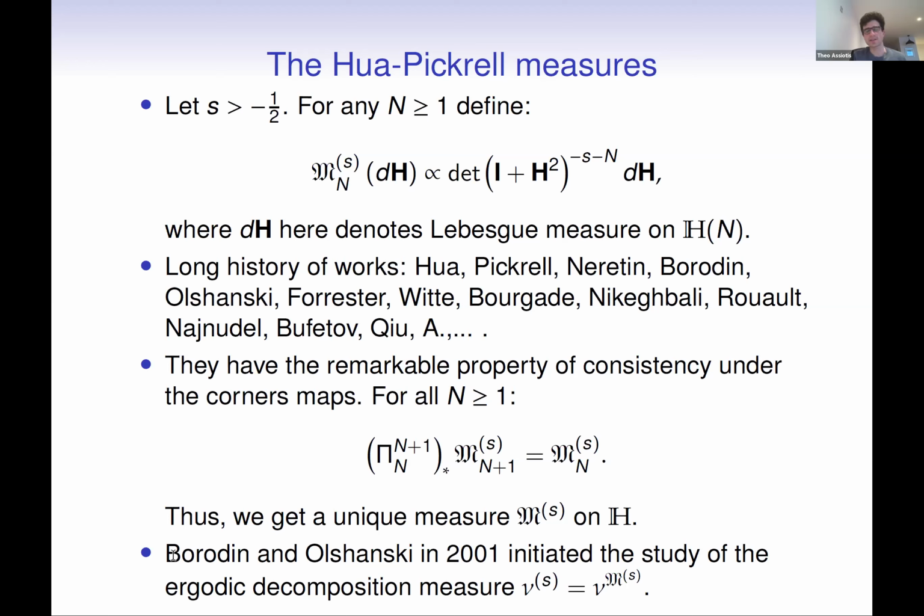And in this paper of Borodin and Olshanski, the main point was to study this nu_S. So what is this nu_S? This measure describes the ergodic decomposition of this Hua measure on H. Again, this nu_S is a probability measure on omega. So I want to study this. You have these parameters alpha plus, alpha minus, gamma 1, and gamma 2, and you want to understand their law under this probability measure.